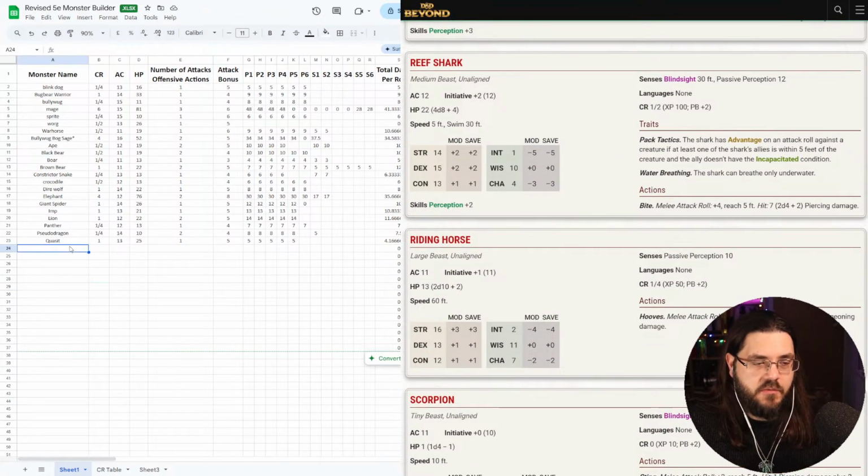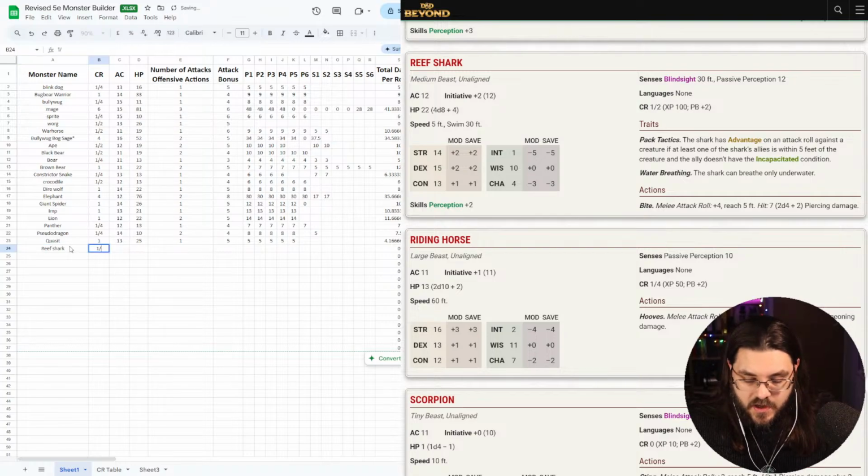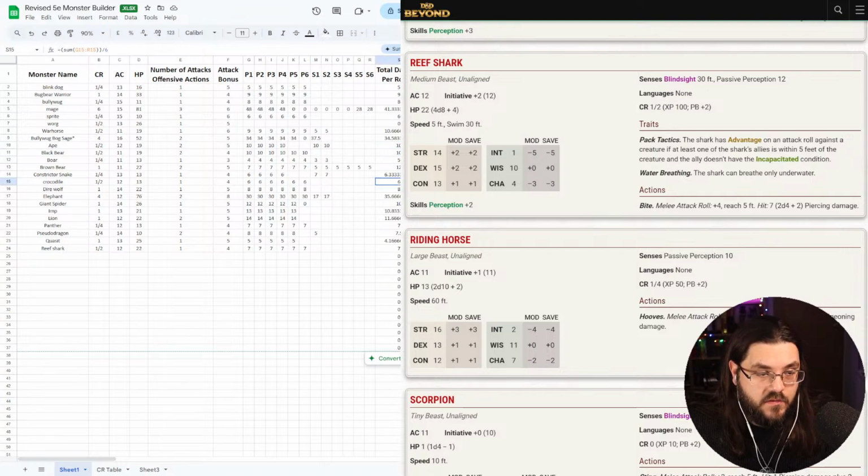Reef Shark, yeah, we'll go Reef Shark. We'll put Reef Shark in here. That's going to be a CR 1/2, AC 12, 22 damage. It makes a single attack at +4 to hit and 7 piercing damage, which puts it pretty low down. Not as low as the crocodile.